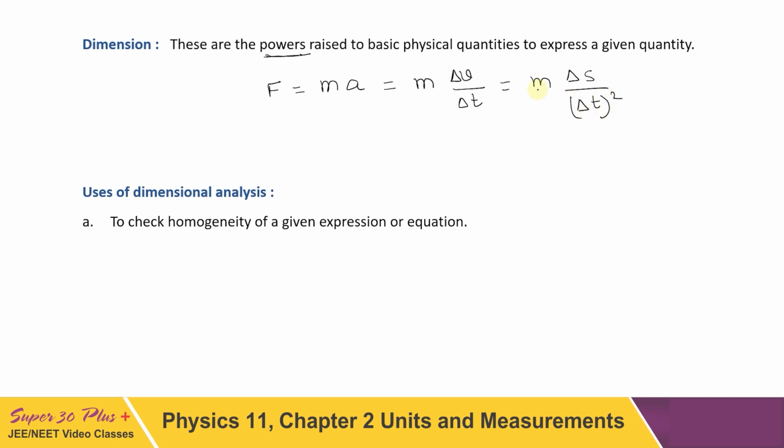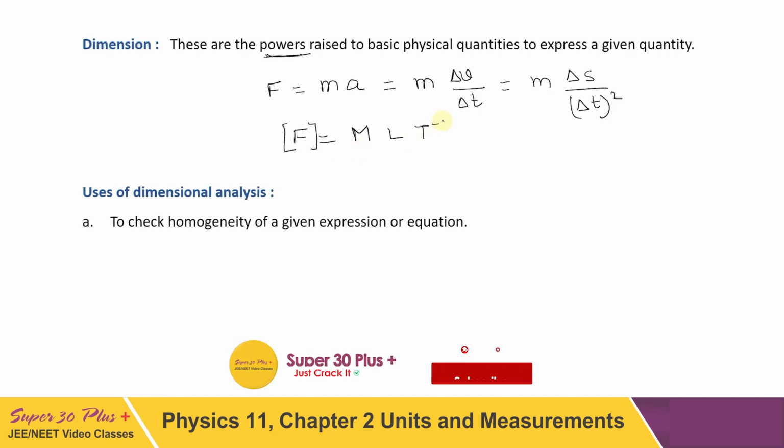So now this force has been expressed in terms of the basic physical quantities, which are mass, length and time, and its dimension can be written as, we write F is equal to, with square brackets we represent the dimensions. For mass we write capital M, for distance we write L, for time we write T. So the dimension of F is equal to [M L T^-2]. This is the dimension of force. Understood?